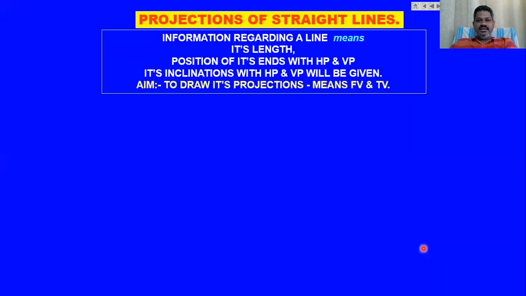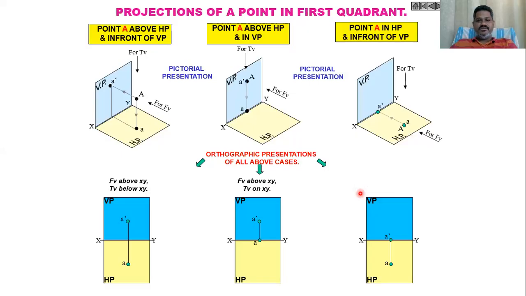Then let me move further to see the projections of the straight lines. As of now, we have seen the projections of the points: when the point is in front of VP and above HP, when the point lies on VP and above HP, and when the point lies on HP, in front of VP. These three cases we have seen how to represent.